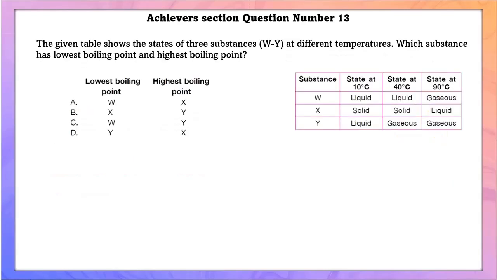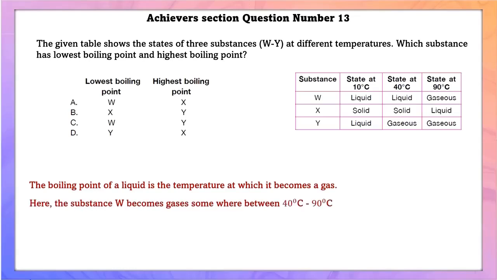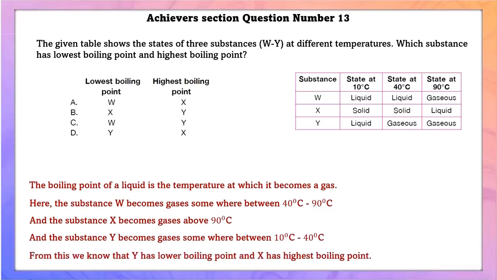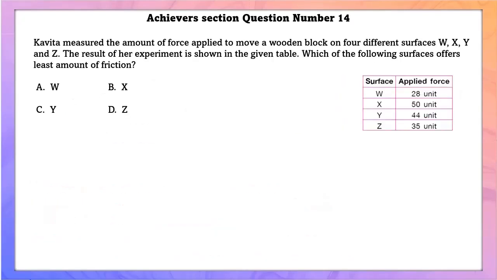Achiever section question number 13. The given table shows the states of three substances W, X and Y at different temperature. Which substance has lowest boiling point and highest boiling point? The boiling point of a liquid is the temperature at which it becomes a gas. Substance W becomes gases somewhere between 40 degrees Celsius to 90 degrees Celsius, and the substance X becomes gases above 90 degrees Celsius. Y between 10 degrees Celsius to 40 degrees Celsius. From this we know that Y has a lower boiling point and X has a highest boiling point. Achiever section question number 14.